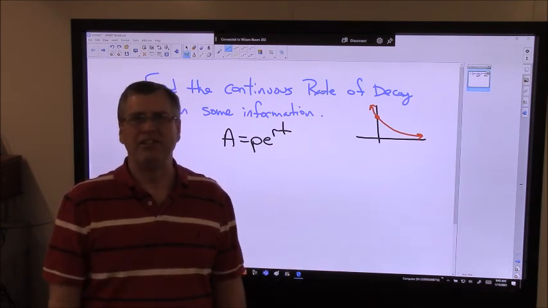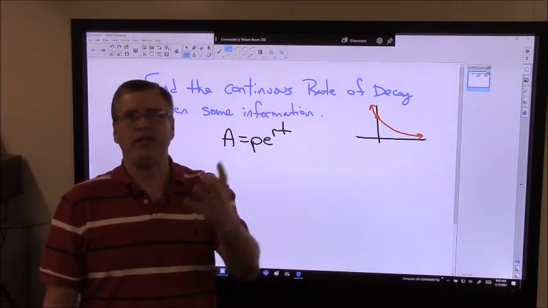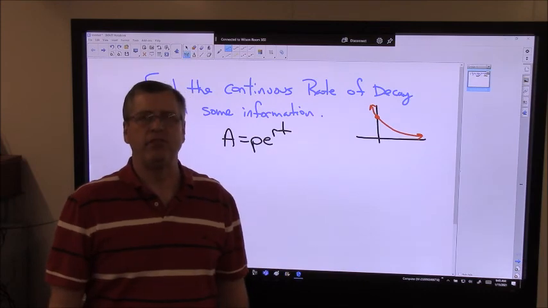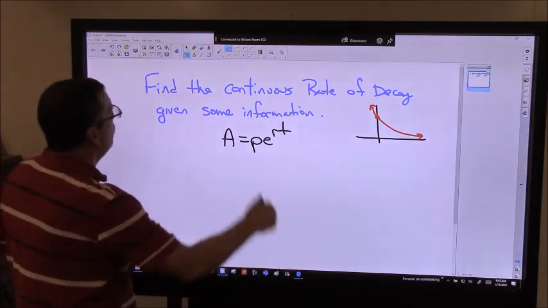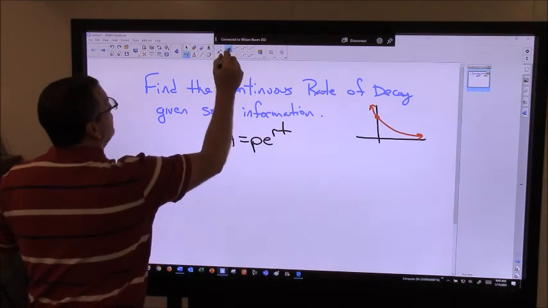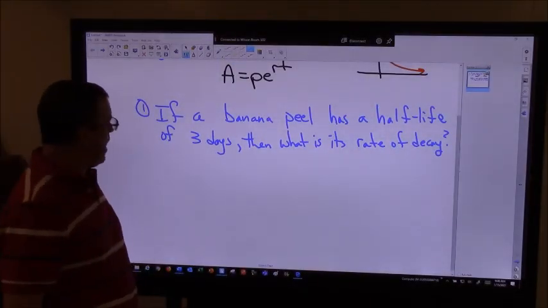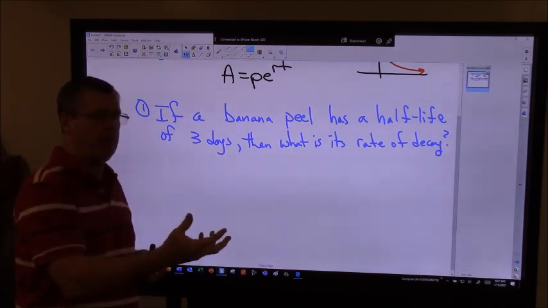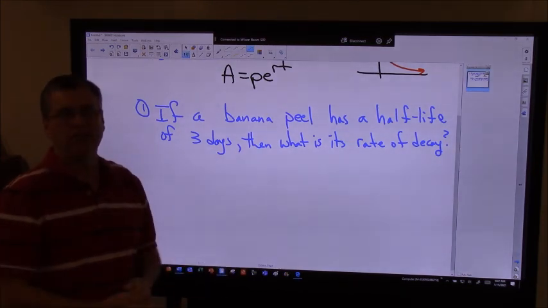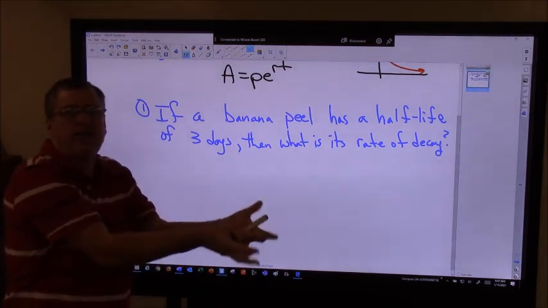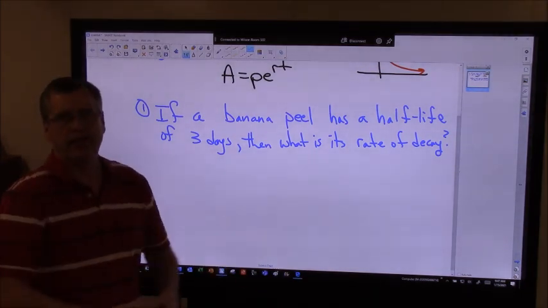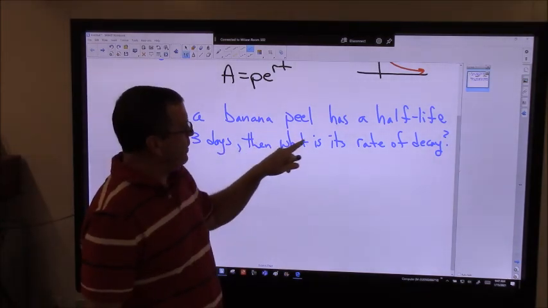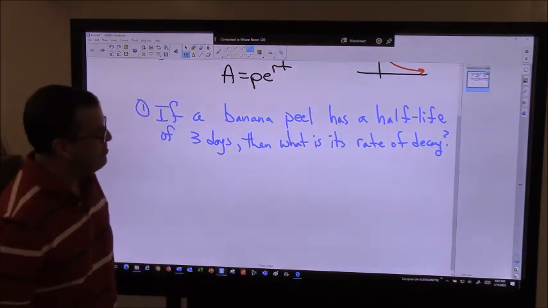I have no idea, okay? But let's just say it's 3 days, okay? In 3 days, if I go back and look at that banana peel, half of it has rotted into the ground. So I'm just making this stuff up, all right? If a banana peel has a half-life of 3 days, it takes 3 days for half of a banana peel to rot and decay into the ground. And then the next 3 days, another half of what's left will rot and decay into the ground, okay? So what we want to do is figure out what the rate of decay is for a banana peel.